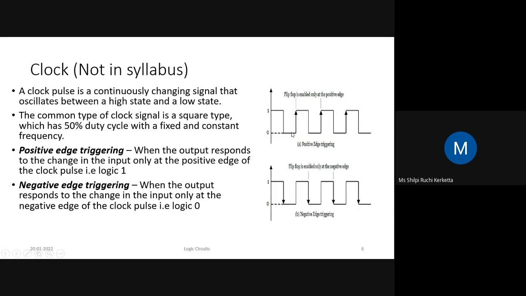It means when it is going from 0 to 1, then it is changing. Whenever the clock is becoming 1, then our circuit is working. So that is positive edge triggering.